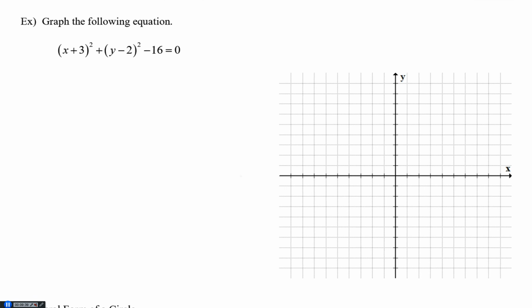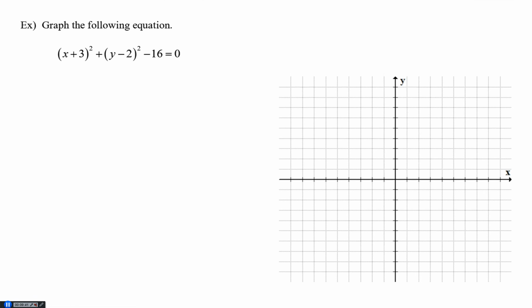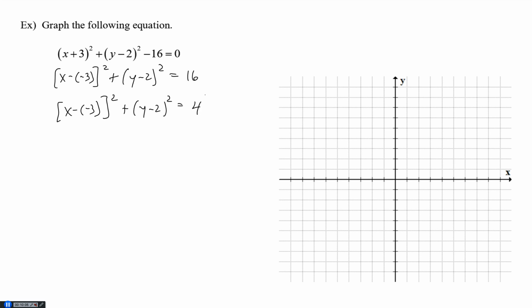So what if you needed to graph one? Well, as long as it was written in standard form, graphing is pretty straightforward. So I can look at this and say, oh, wait, that's just x minus negative 3 squared, and that's y minus 2 squared equals 16. So then I have 16 is just 4 squared. So h is negative 3, k is 2, and r is 4.